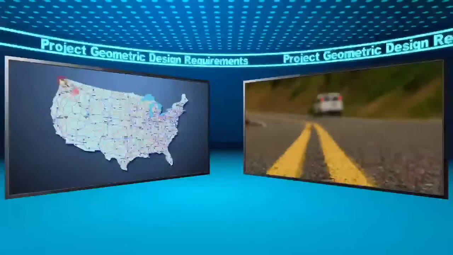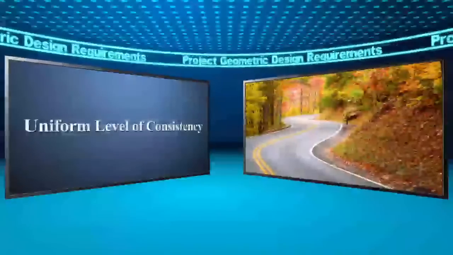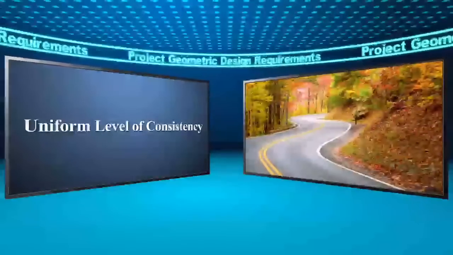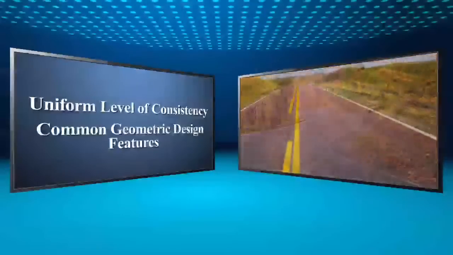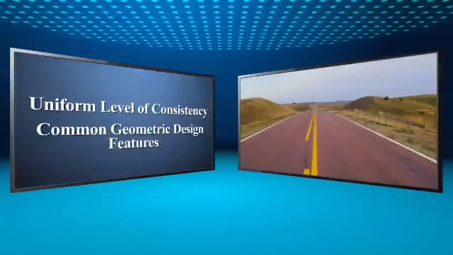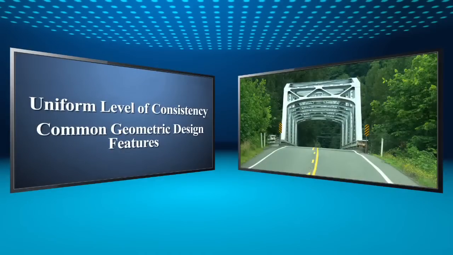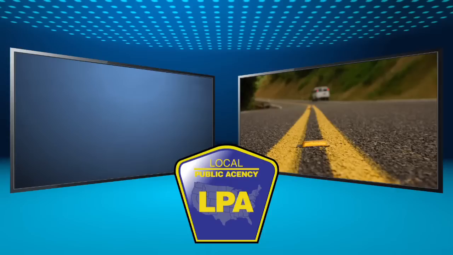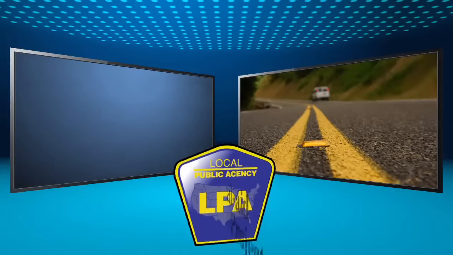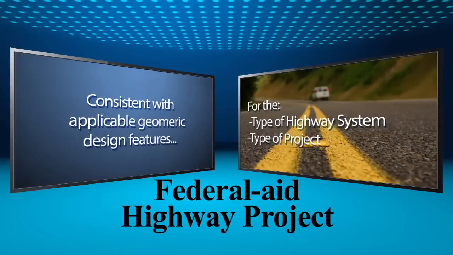Agencies at all levels of government are responsible for providing motorists a nearly uniform level of consistency by building and maintaining our nation's roads to a common set of geometric design features. These design features establish the physical aspect of our roadways, like the sharpness of a curve or width of a lane. You, as a local public agency, or LPA, are responsible for developing your federal aid project consistent with the applicable geometric design features for the type of highway system and type of project.